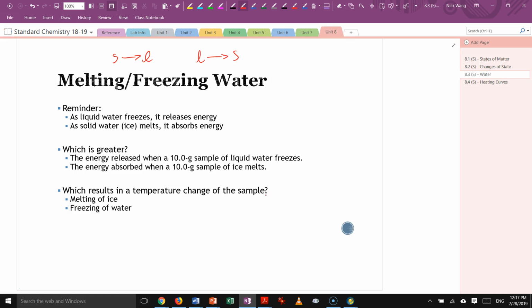Now, this is maybe potentially somewhat counterintuitive, but just know that's a fact. Go ahead and rely on that information. Whatever energy it takes to melt is that same amount of energy it takes to freeze of that same sample.